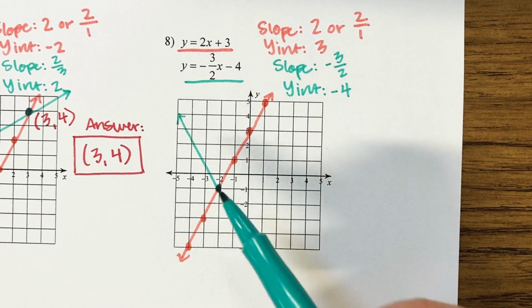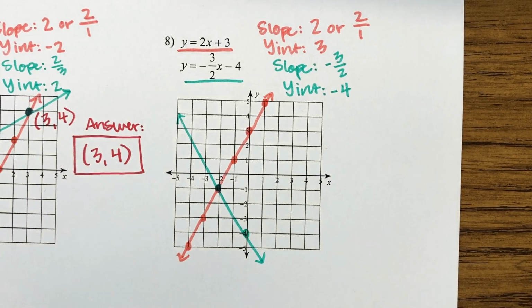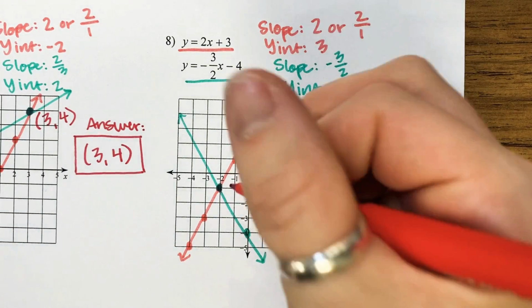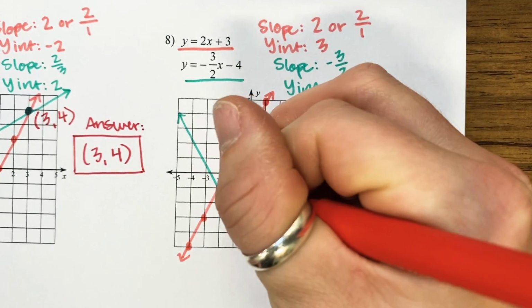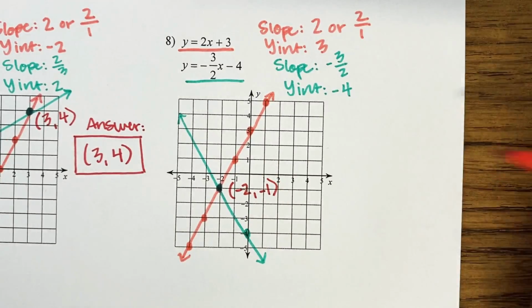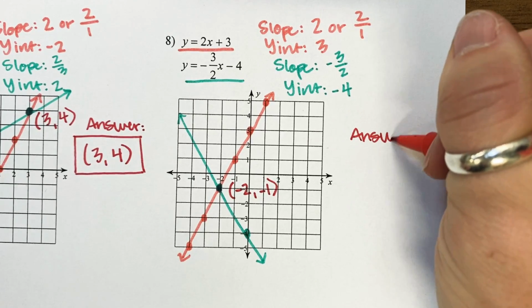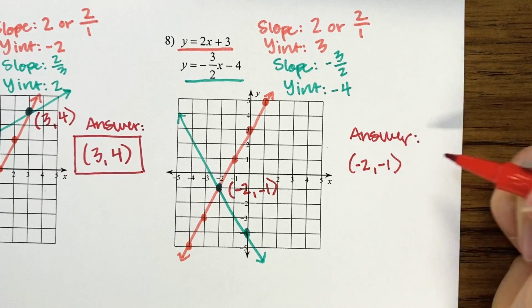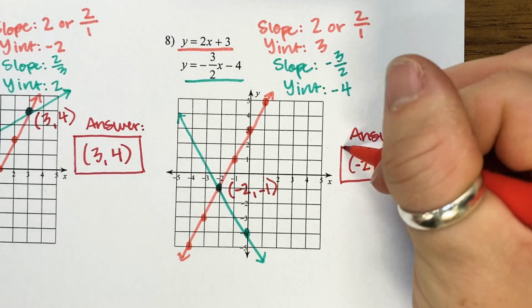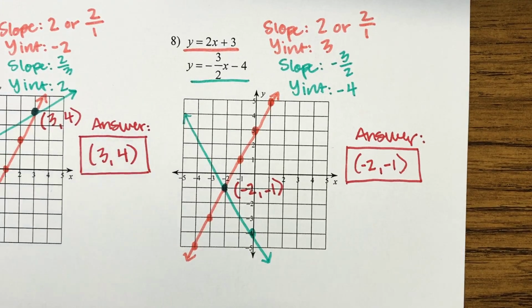Okay, but we found where they intersected, where they crossed. So let's figure out this coordinate point. Lines up with -2 on our x-axis and -1 on our y-axis. So our answer is (-2, -1). And there we go. You guys have an assignment that goes with this.